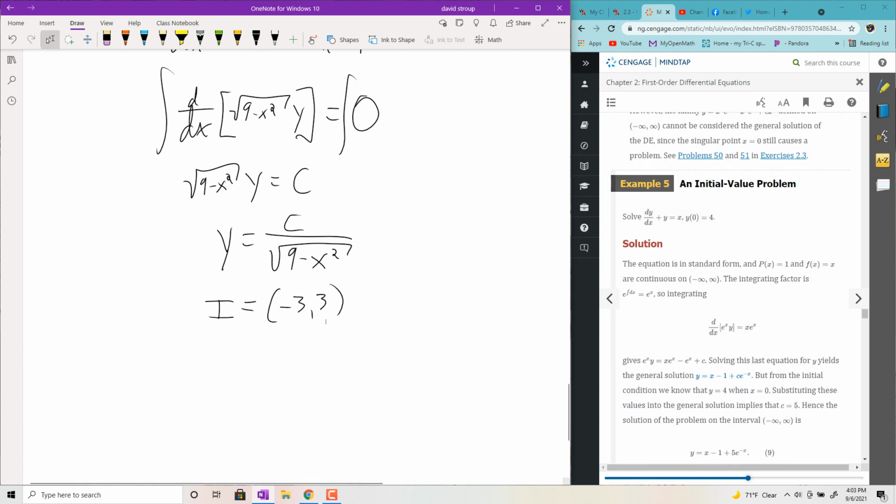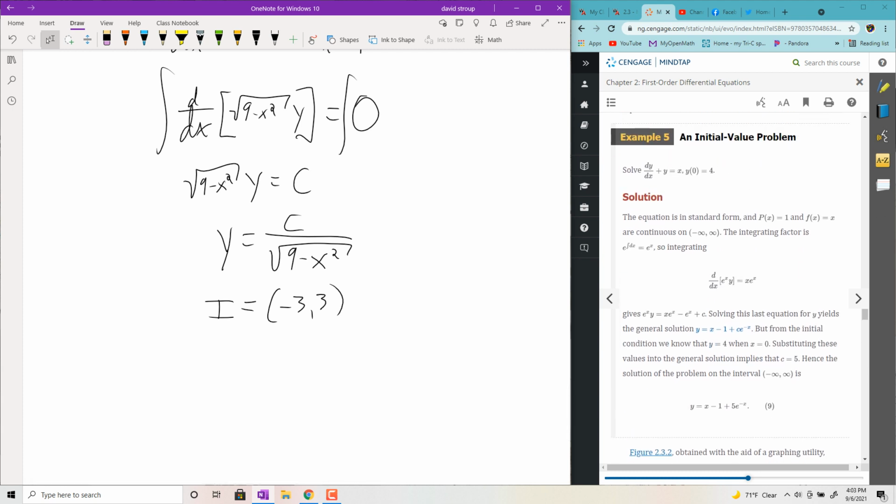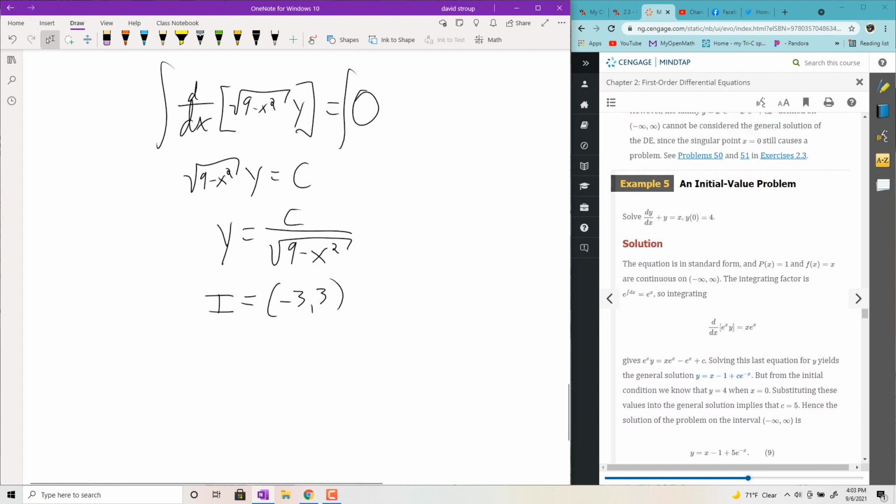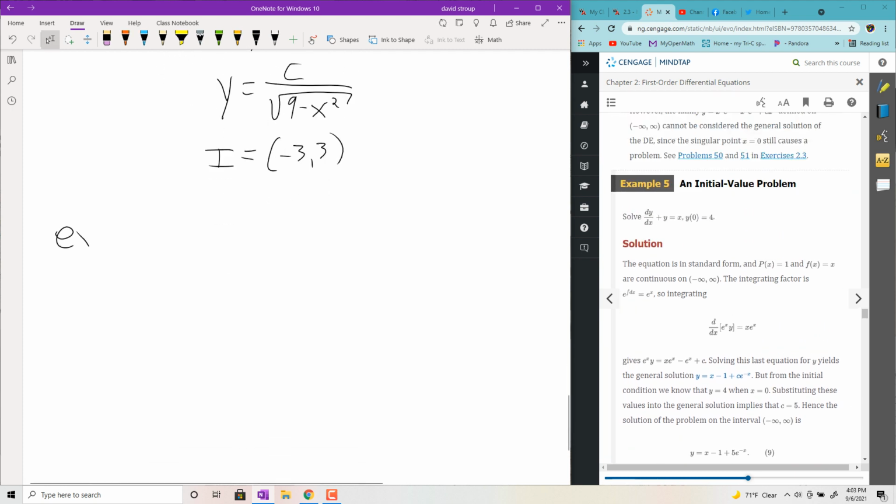Right, so let's move on to example 5. Are they going to talk about transient? Yeah, so finally in example 5, we'll see that transient term issue that is prevalent in the homework.